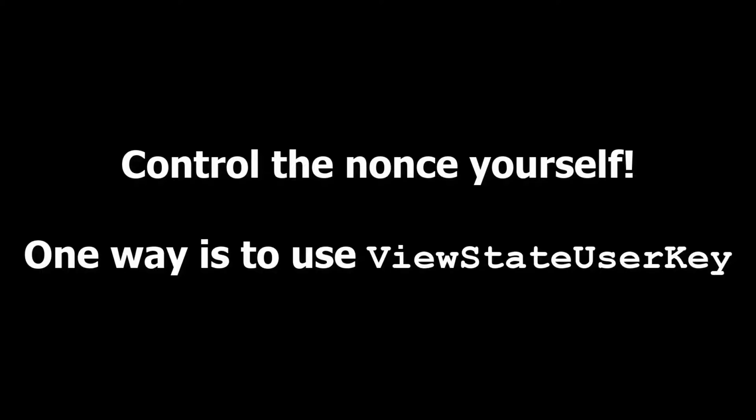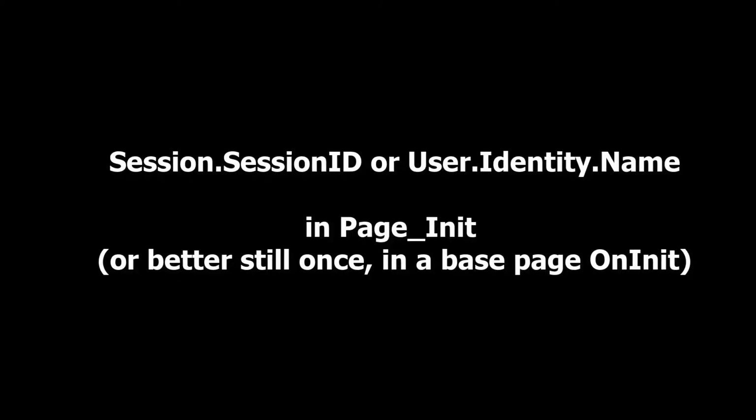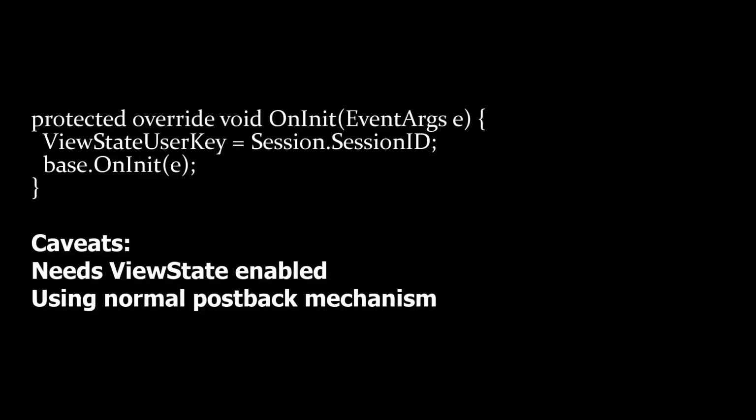Web forms is a little bit more convoluted because you have to control the nonce yourself. One way is to use the view state user key and set it to unique values such as the session ID or the username. It's best to do this once. If you have a base page and you can override the onInit method, do it there. There are some caveats. Obviously, view state needs to be enabled, and you must be doing normal page postbacks.